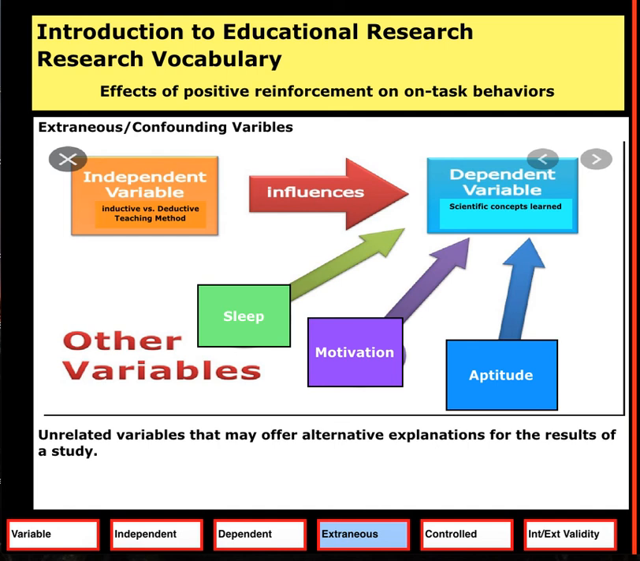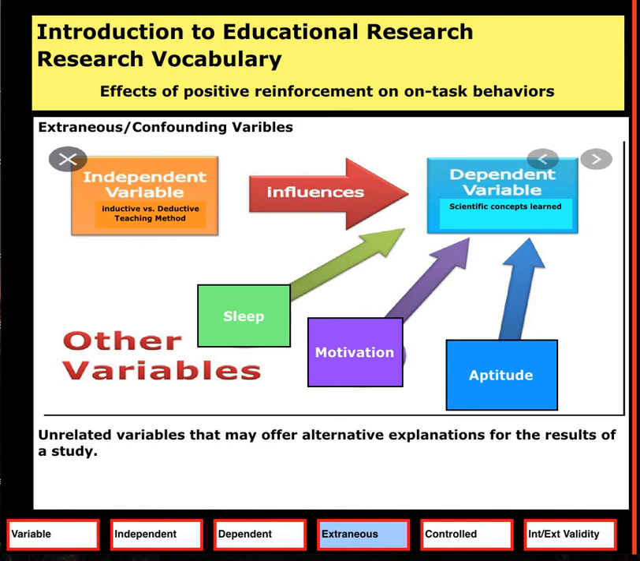And in this example, students' aptitude, their ability, would be an extraneous factor that would certainly affect the learning of scientific concepts. Students of higher aptitude would most likely learn more concepts. And other examples of possible extraneous or confounding variables might include student motivation to learn, the amount of sleep the student had the night before, did they have breakfast, and so on. There could be many, many different extraneous confounding variables.